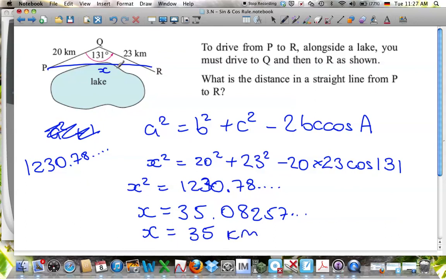Now one way to check is this should be the longest side, and it does seem like it's the longest side. So there we go. That is the basics of the sine and cosine rule.